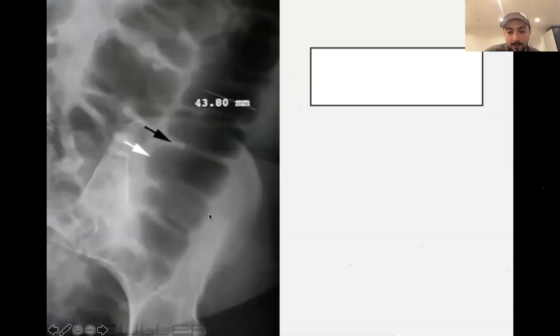Okay. This is the zoomed in picture of the large intestine. You can see that the folds are less frequent. There's not much of them compared to the previous one. And the folds don't extend all the way across the lumen. They only extend part of the lumen.